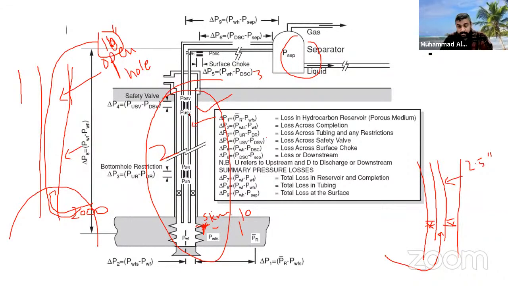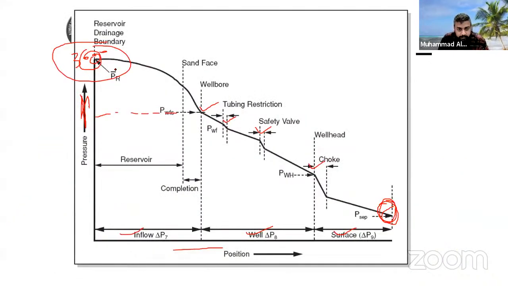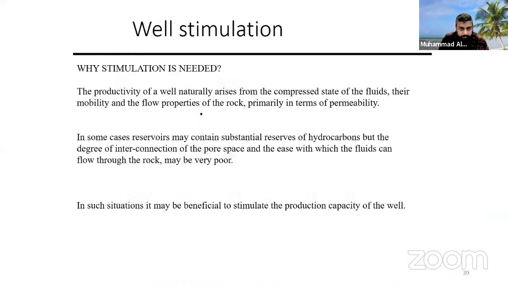Maybe there is a sand control problem. Maybe there is a problem of asphaltene. So you, as a production engineer, are managing all of these things. Here are the pressure drops that we look into.